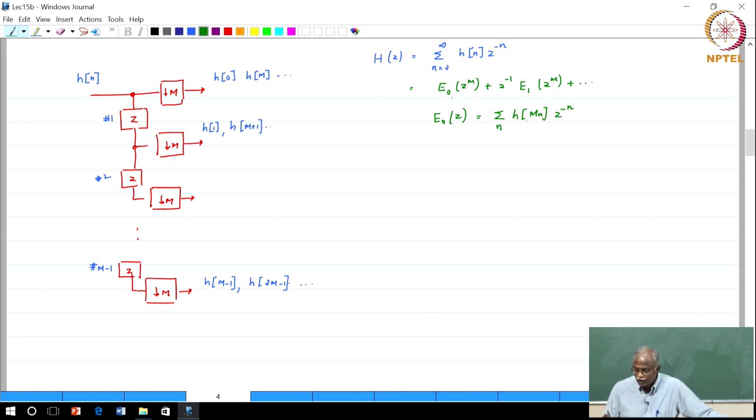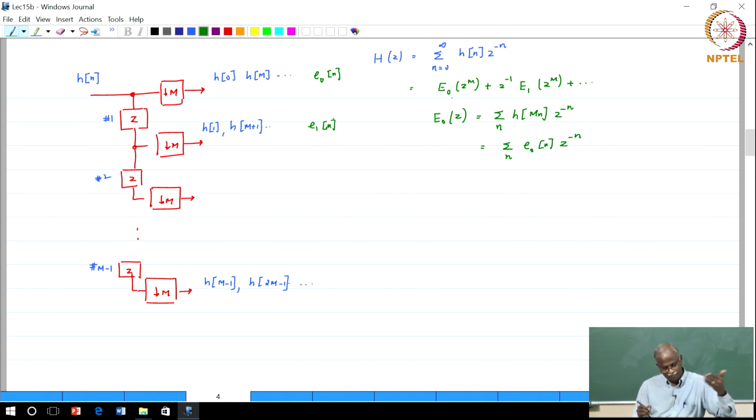Okay. So, actually, we said that this polynomial, this sequence, can be written as the summation over n of E naught of n z power minus n. If you wrote that as the notation, these are the coefficients of E naught of n. These are the coefficients of E1 of n, those are the coefficients. This is the coefficients of E m minus 1 of n. Okay.